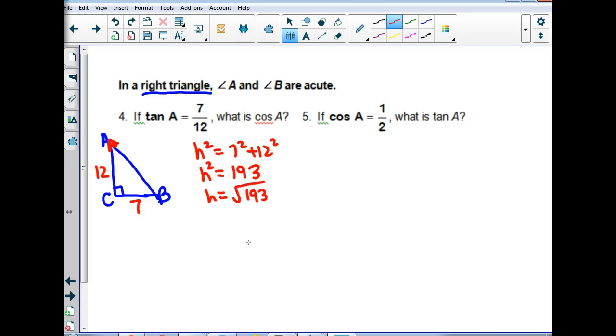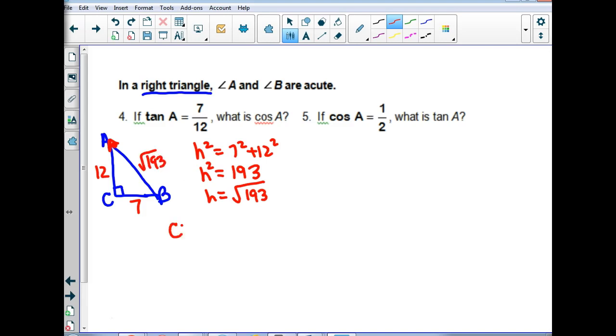Now, you might be wondering, does 193 have any common factors that are perfect squares? Well, you could test it out. It's prime. I happen to know it's prime, because I know some divisibility tests that you maybe aren't aware of. I can tell it's not divisible by 3 because the sum of the digits is not divisible by 3. That's a divisibility test for 3 or 6. Anyway, moving on. Square root of 193 is the hypotenuse.